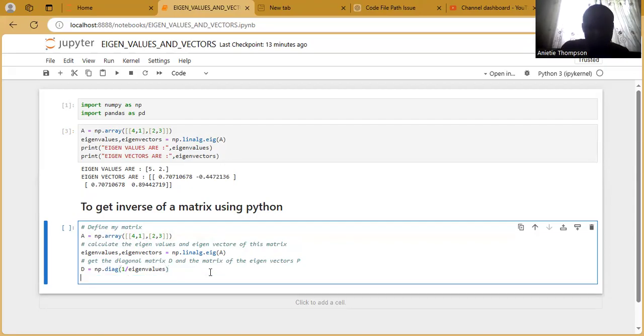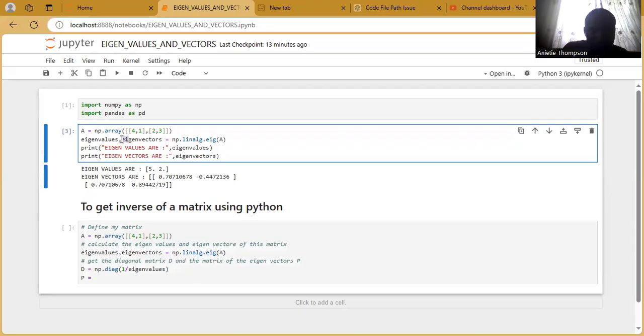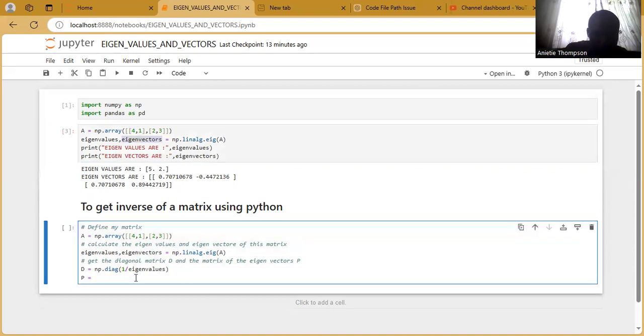And you also get P, which equals the eigenvectors. We've got the eigenvectors already, so you just write eigenvectors. I'm going to get my eigenvector definition that I used, Control C and drop it here. Let's make it neat.